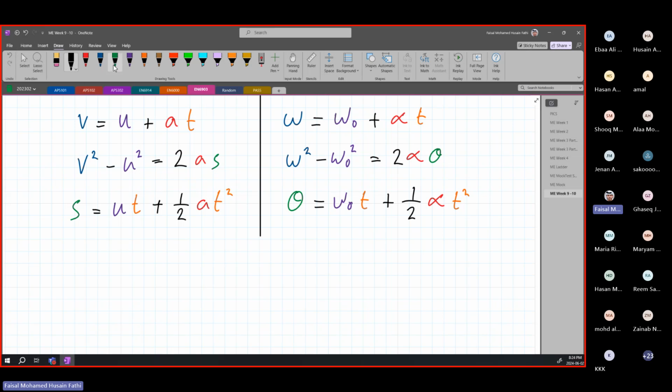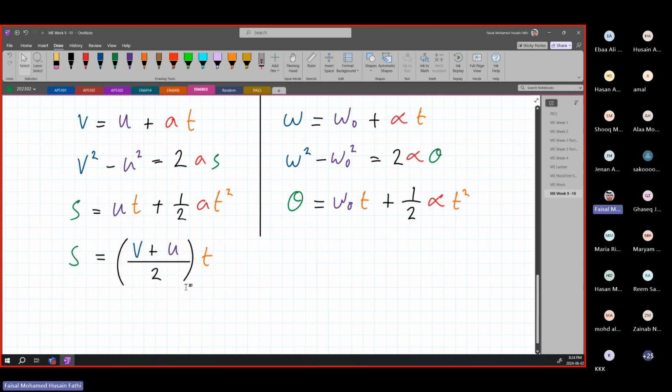There's one more equation, which is displacement is equal to v plus u over 2, which is the average velocity, times time. This is another equation that you can use, which does not have acceleration in it. So you don't need acceleration to find it.